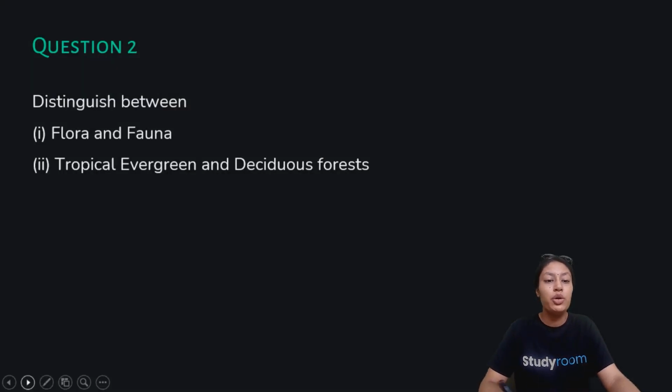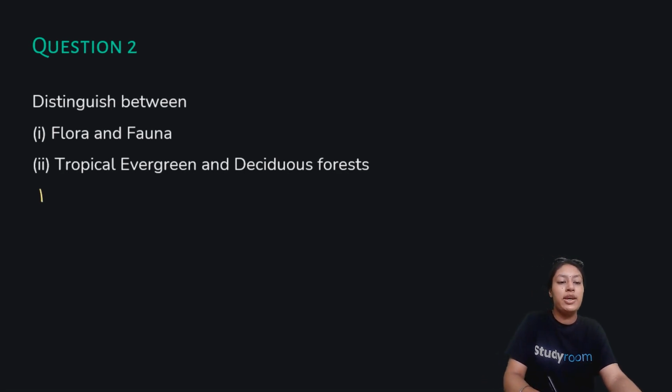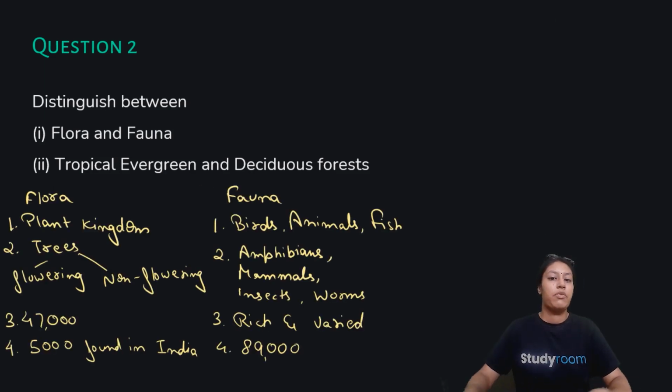Moving on to question number 2, let's distinguish between flora and fauna. Let's find out what is the difference. First, about flora. Flora includes the plant kingdom, trees, flowers. Trees basically include everything, flowering and non-flowering. There are in total 47,000 species of flora, out of which 5,000 are found in India. Isn't this amazing?